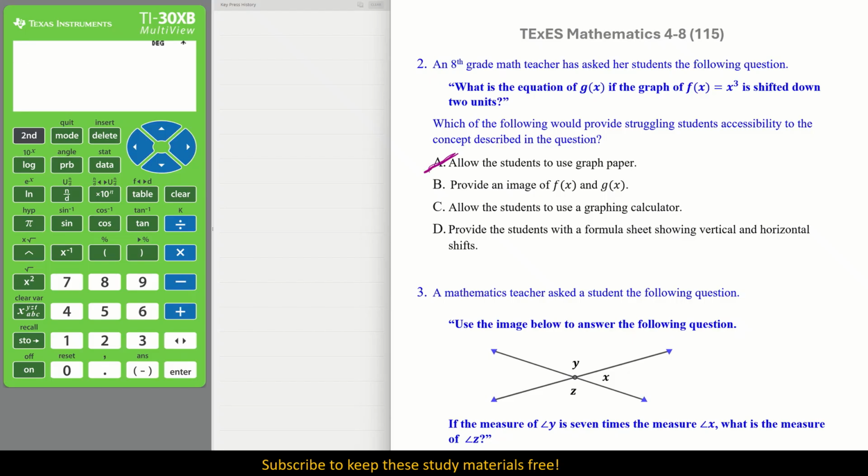Okay. So if they're already a struggling student, remember that. Don't give them another test. It's going to make them struggle even more. Doesn't make sense. Okay, so let's look at B.